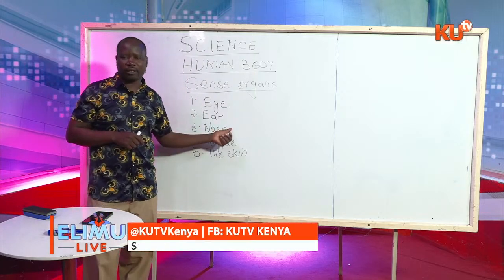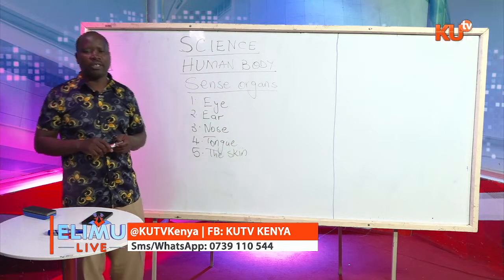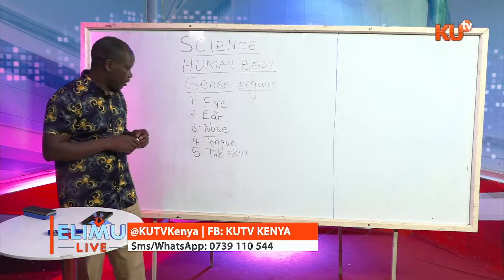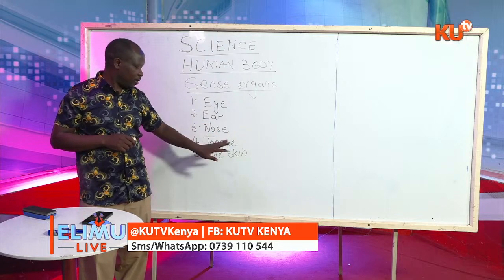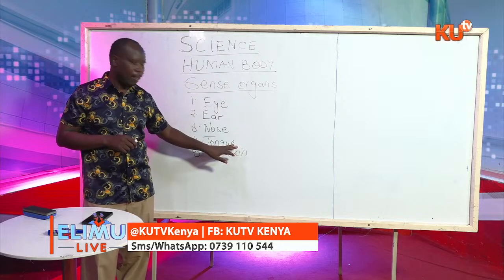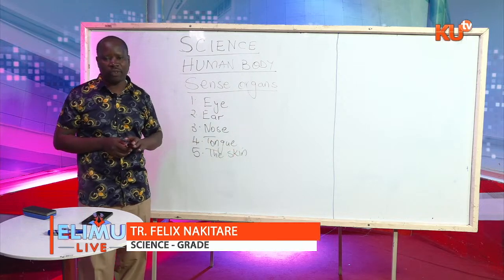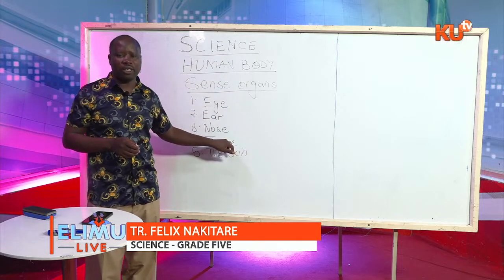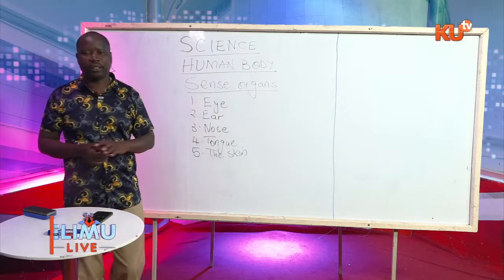We come to the nose. Every human being has 1 nose. Like mine here, I have 1 nose. Then you have the tongue. The tongue is also one, and this tongue is found inside our mouth, in between the teeth. So we have only one tongue, whose function we shall see.